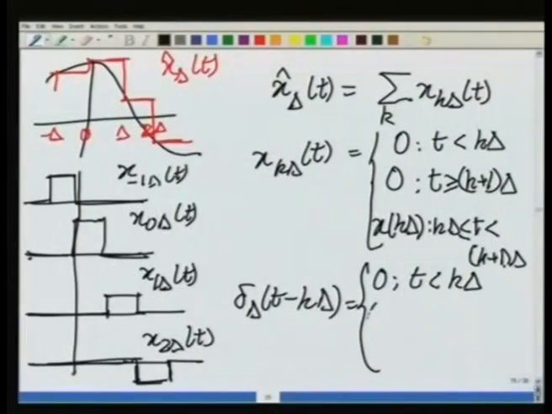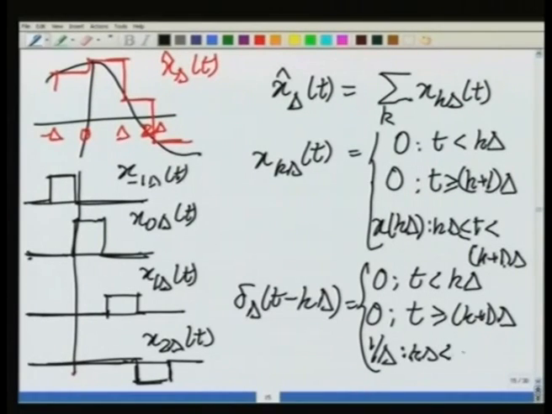Contrast this with our characterization of delta delta of t shifted to the point k delta. So, we want delta delta of t minus k delta. Delta delta of t minus k delta equals 0 for t less than k delta, 0 for t greater than or equal to k plus 1 delta, and it is equal to 1 by delta in the interval k delta less than or equal to t less than k plus 1 delta.